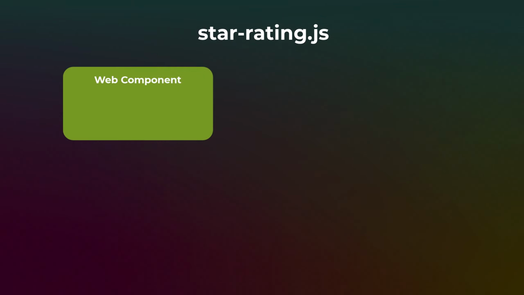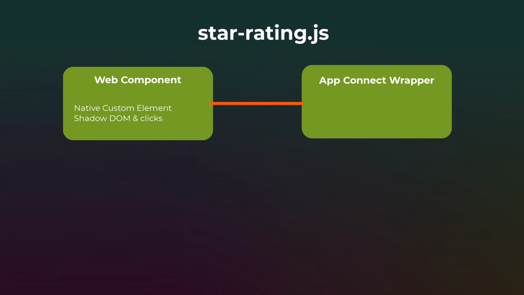Before we write a single line, it's important to understand that this file actually contains two separate but connected things. The first is a standard web component, a native browser custom element. This is what handles the actual DOM, rendering the stars, listening for clicks, managing the shadow DOM. The second is the app connect wrapper. This is what connects the custom element to Wappler's reactive data system, giving it properties, actions, and events that the rest of the page can work with.